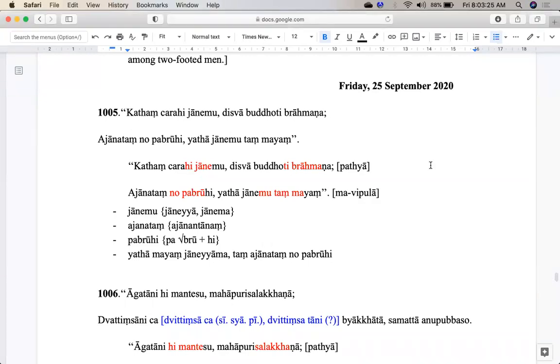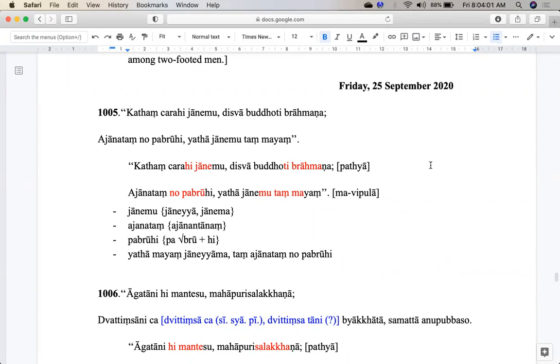So today we are in stanza number 1005. Katan jarahi jane mu, desawa buddho di brahmana, ajana dano pa bruhi, yata jane mu damayan. So it is an 8 syllable type stanza. Each line has 8 syllables.